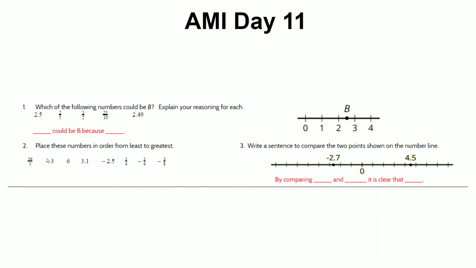On number 2, it wants you to place these numbers in order from least to greatest, so that means smallest to largest. You're going to have to take into account that some of these are negative and some are positive. And then on number 3, you need to write a sentence to compare the 2 points shown on the number line. So you're just comparing the two numbers, the negative 2 and 7 tenths and 4 and 5 tenths.